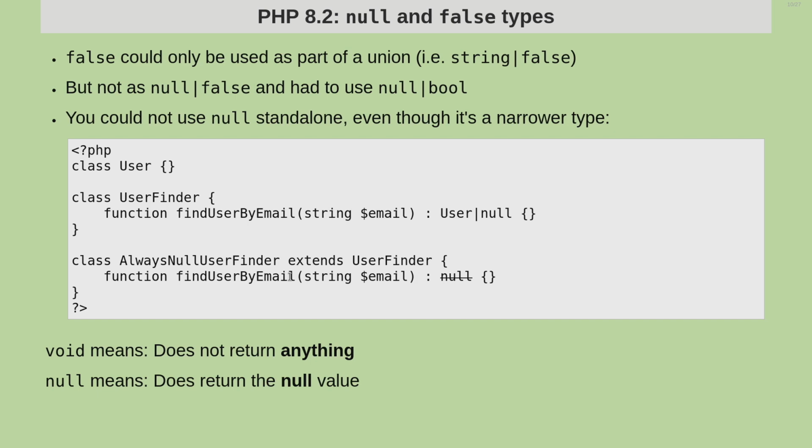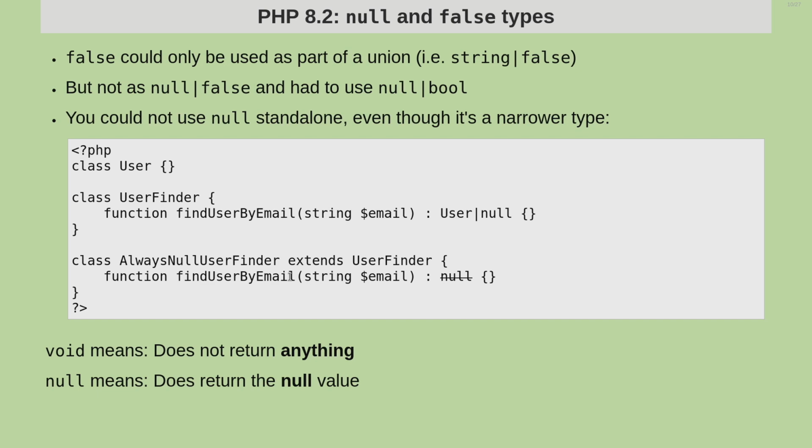And that actually caused some issues. Like if you, for example, have a class like UserFinder here, if you do findUserByEmail, you can either get the user object back or no user if the user wasn't found by that email address. But if you wanted to do some tests where you wanted to substitute that for an always-null finder, just to make sure that it always returns null, you couldn't actually type for that, because null alone you couldn't have as a type. Although you could have used void, that means something else. That means a function never returns a value, whereas null means it always has to return a null value. So there's a lot of weird things in there.